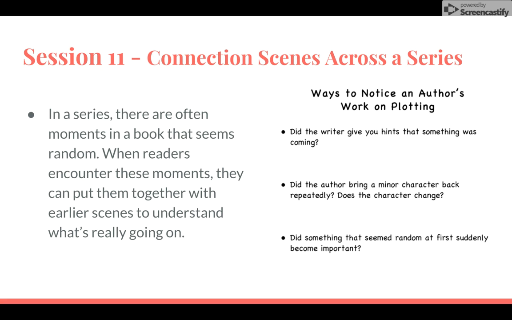The other thing that we might be able to do is look at ways that we could notice authors and how they work on plot. Did the writer give you hints that something was coming? You might answer that. Did the author bring a minor character back repeatedly? And does that character change? Does that minor character play maybe a little bit more major of a role as we go through the story? Or does the minor character make a big impact on our major character? Did something that seemed random at first suddenly become really important? Maybe it's a relationship. In a lot of your books, your characters have relationships.